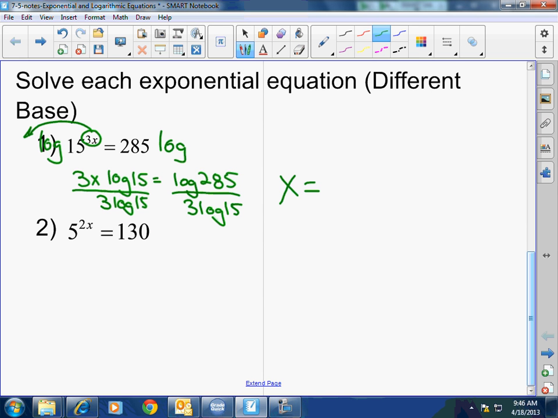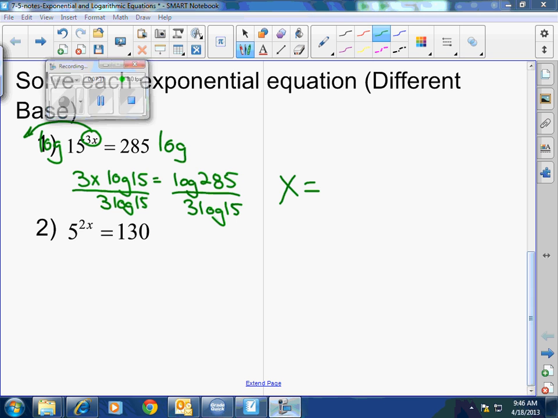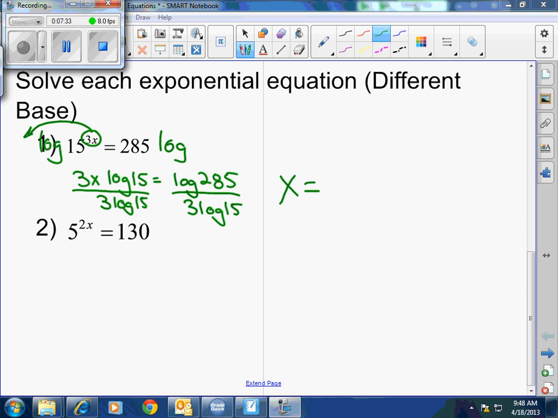Guys, you do have calculators, right? Log 285 divided by 3 times the log of 15. What does that give me? Okay. Little confusion with the calculators here.